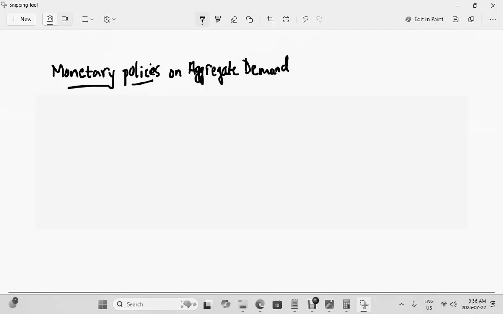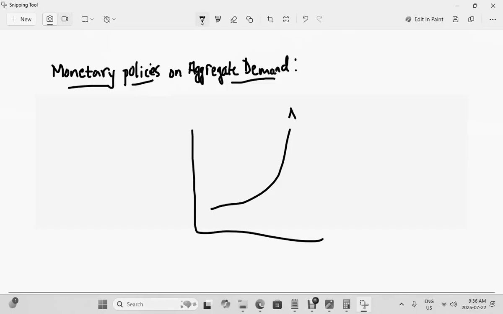And when it comes to your monetary policies and aggregate demand, let's look at a graph over here. So this is your graph, assuming that this is your aggregate supply in this case, an upward slope. And let's assume that this is your aggregate demand over here, AD0. And let's assume that at some point over here, you have your long-run aggregate supply curve, so LRAS or potential GDP.